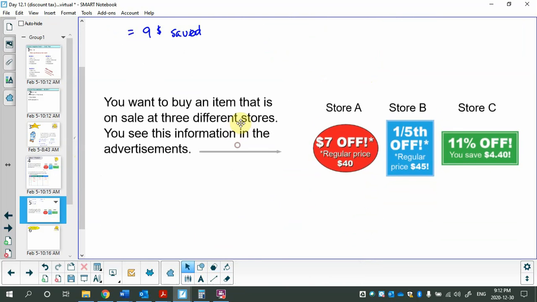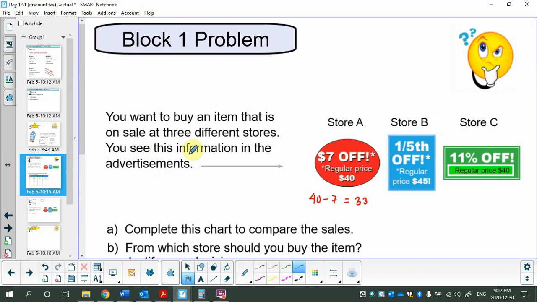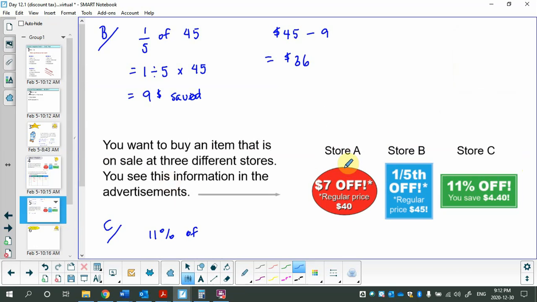And store C requires you to remember how to deal with percent. So let's go over that. So it says 11% off. So I have to find 11% of, oh, hold on a second, $40. I don't know how that happened.